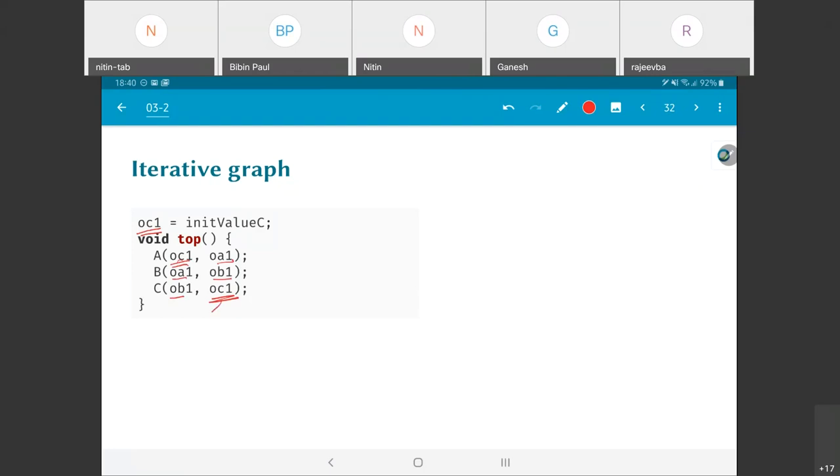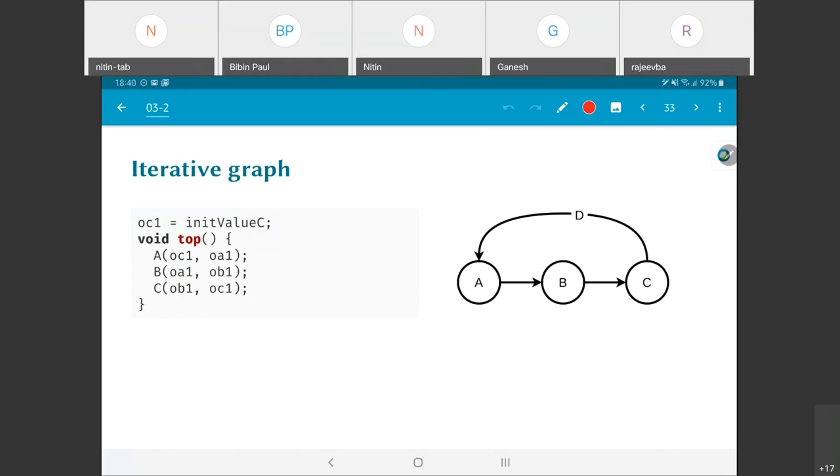Effectively, this OC1 is what is going to get used by A the next time around. So if I have once again this for loop where I keep calling the step function, what I will have is a graph that looks something like this. A consumes this init value. This D that I have over here is precisely this initial value token, OC1, which is consumed by A and it produces OA1.